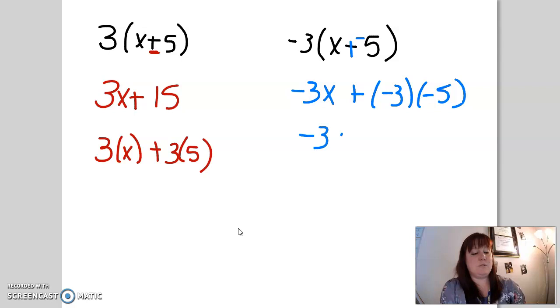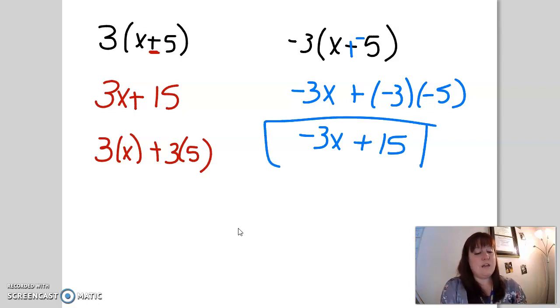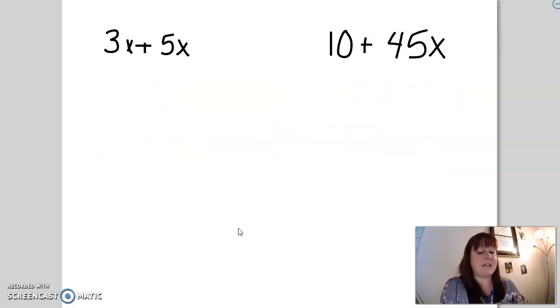So this is going to be negative 3x. And then what's negative 3 times negative 5? It's actually positive 15, plus 15. And there we go. That's it. That's the biggest, trickiest thing on distributive property, is paying attention to the negative signs. So if you have subtraction inside the parentheses, you can always do what I did and switch it to adding a negative.